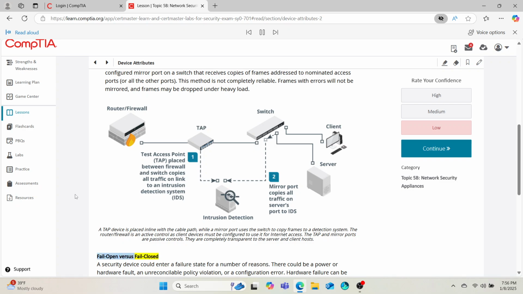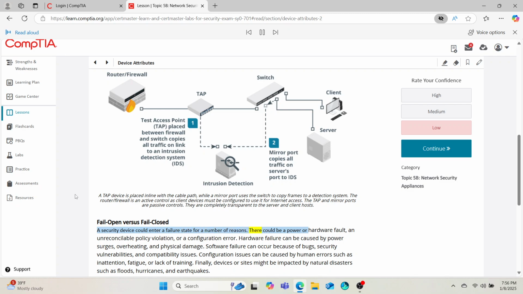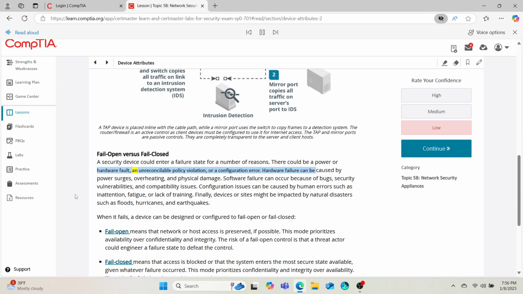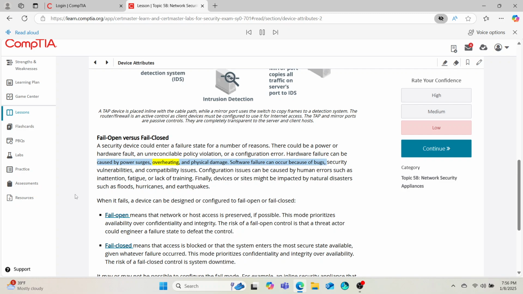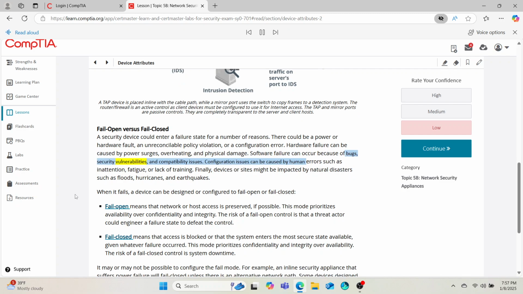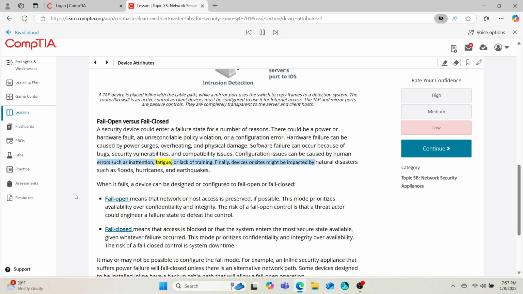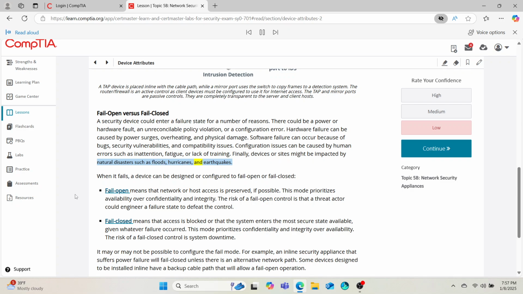Fail open versus fail closed. A security device could enter a failure state for a number of reasons. There could be a power or hardware fault, an unreconcilable policy violation, or a configuration error. Hardware failure can be caused by power surges, overheating, and physical damage. Software failure can occur because of bugs, security vulnerabilities, and compatibility issues. Configuration issues can be caused by human errors such as inattention, fatigue, or lack of training. Finally, devices or sites might be impacted by natural disasters such as floods, hurricanes, and earthquakes.